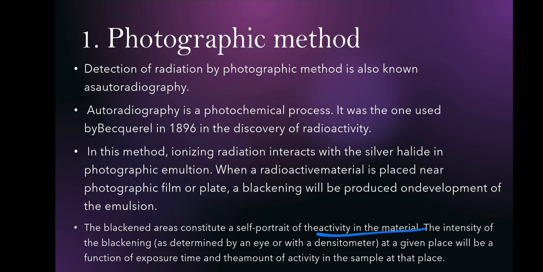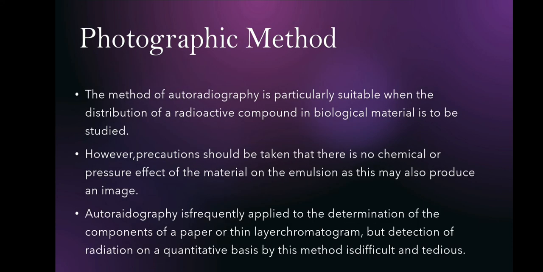The number of the blackened areas and the depth of the blackened areas tell us how much the material is undergoing disintegrations. As you know, when the material undergoes disintegrations, it releases the radiations, and these radiations, when they interact with the photographic emulsion, will produce blackened areas. The intensity of the blackening at a given place will be a function of exposure time and the amount of activity. The intensity of these blackened areas will be directly related to the time of the exposure and to the amount of the activity of our given sample.